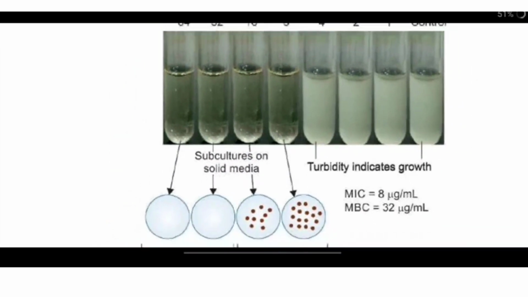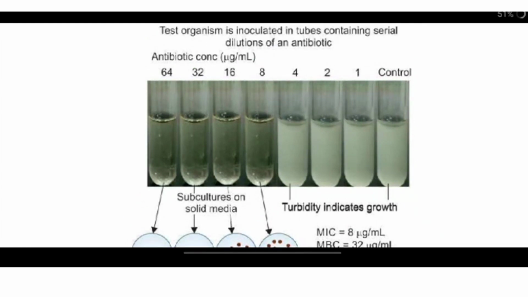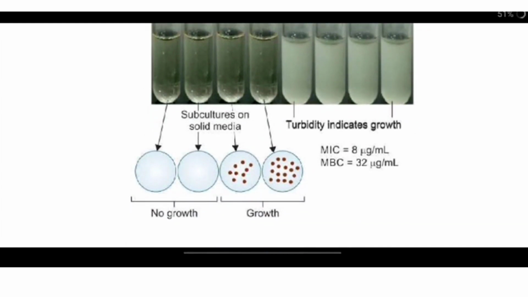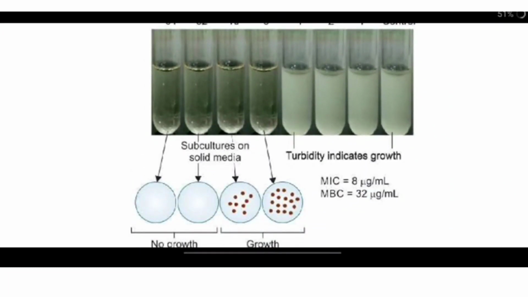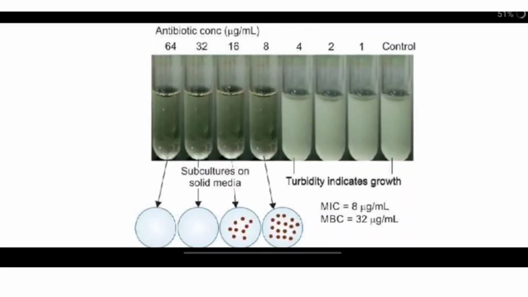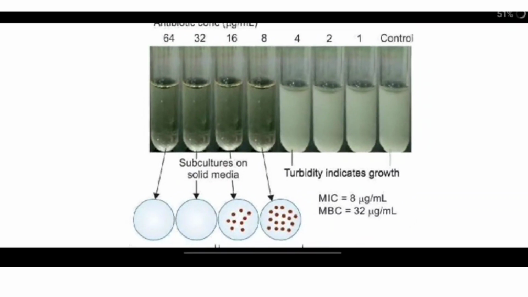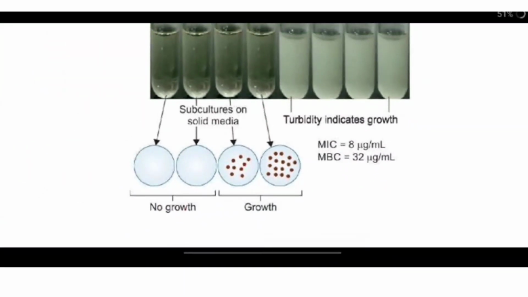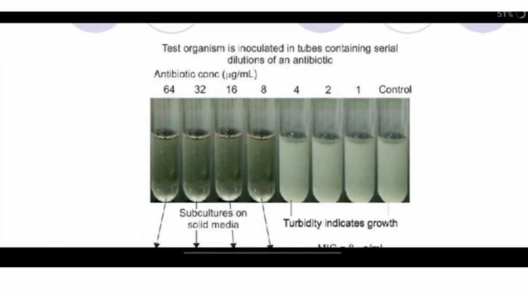And if we do the subculture, we will see that on 8, there is growth. On 16, there will be tiny growth. On 32, there will be no growth. And 64 also no growth. So it means here 32 will be the MBC. How? Because it is able to kill the bacteria at 32 microgram per ml.